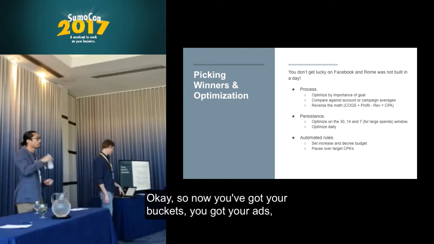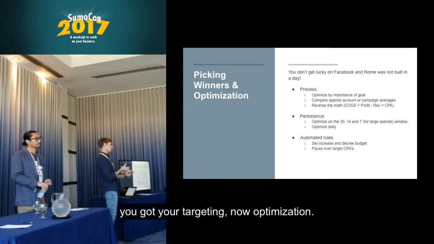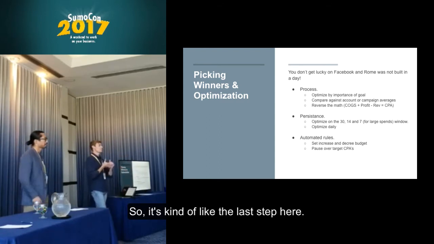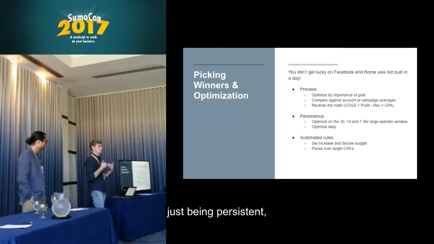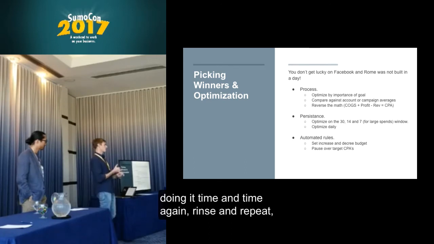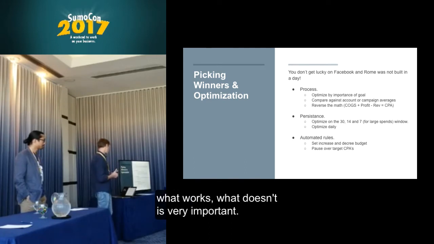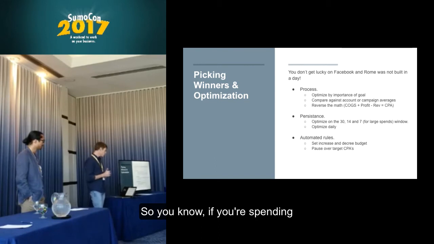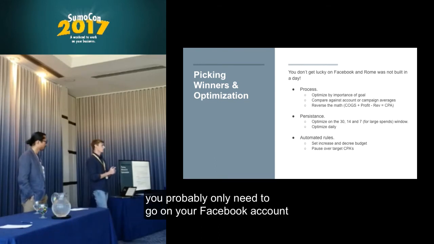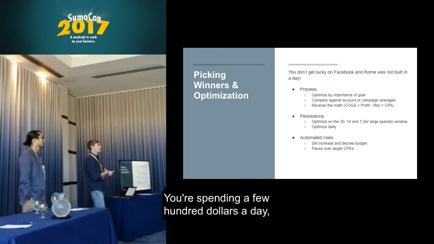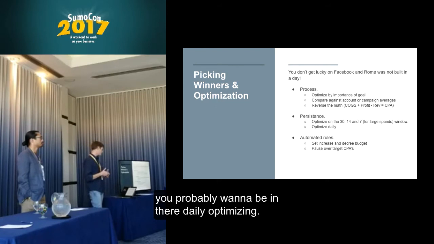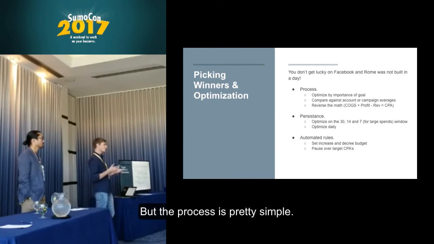Okay, so now you've got your buckets, you've got your ads, you've got your targeting. Now optimization. So it's kind of like the last step here. And this is where I was saying that just being persistent, doing it time and time again, rinse and repeat what works, what doesn't, is very important. So if you're spending maybe a few $100s a week, you probably only need to go on your Facebook account every 2 to 3 days to optimize. If you're spending a few $100s a day, you probably want to be in there daily optimizing. But the process is pretty simple.